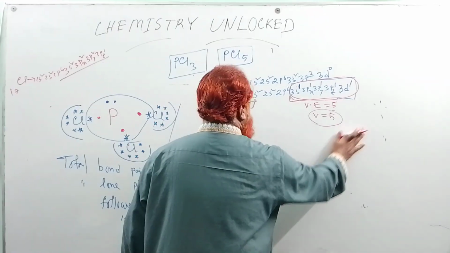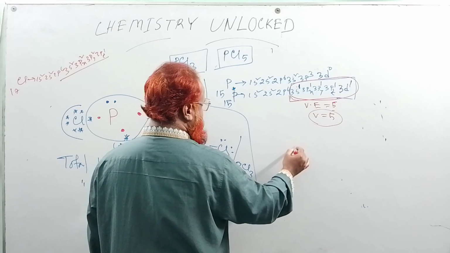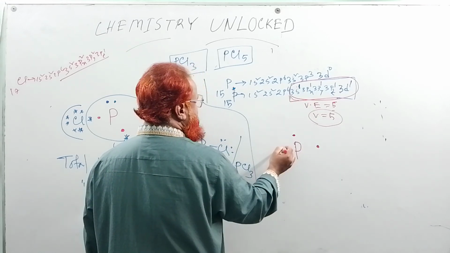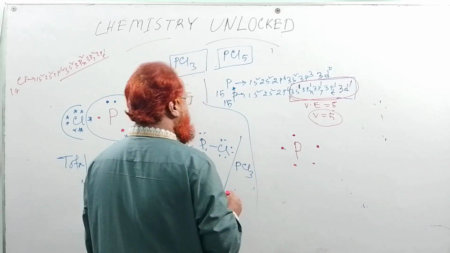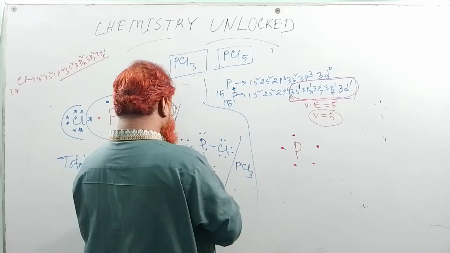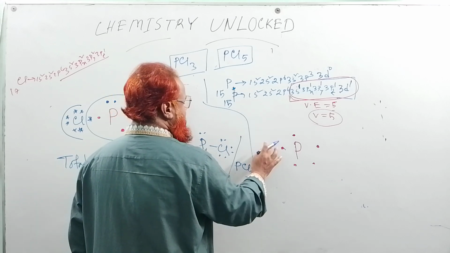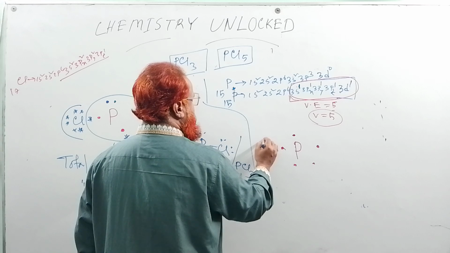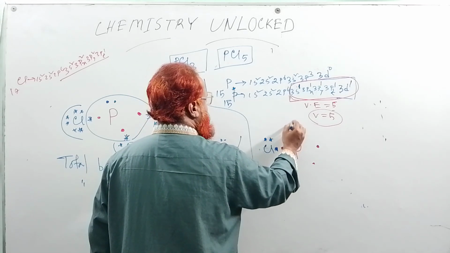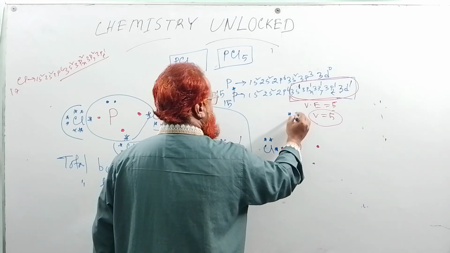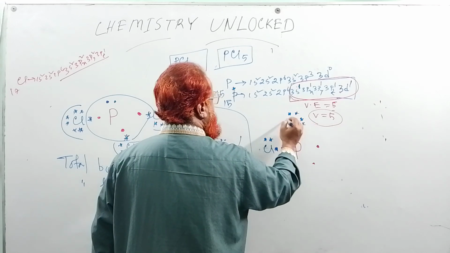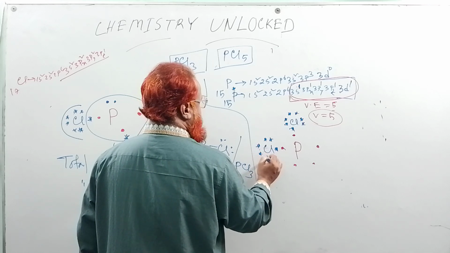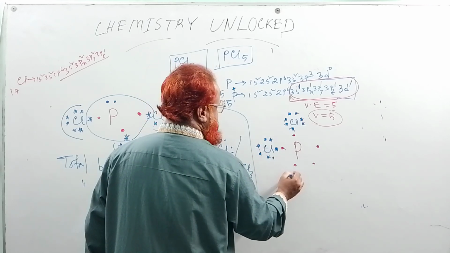So very simple, phosphorus has these 5 unpaired electrons, 1, 2, 3, 4 and 5, and 5 chlorine atoms will participate like this, chlorine like this, like this, like this, and here also.